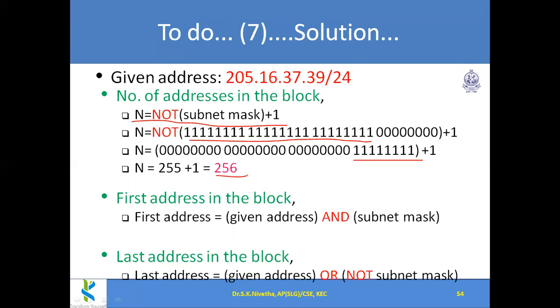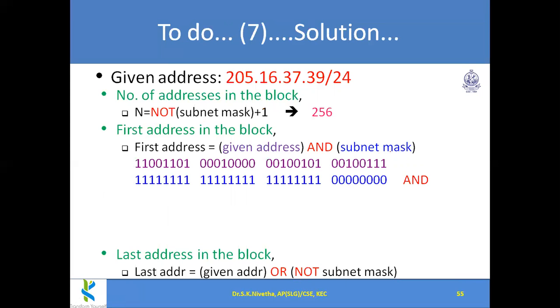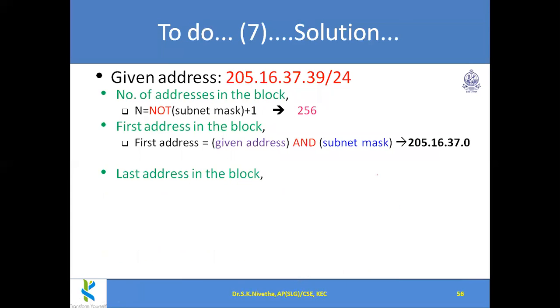Now, the first address in the block. To identify the first address in the block, given the address and subnet mask, this is the given address and the subnet mask. If we perform AND, all these values become 0, and we will get the value 205.16.37.0.